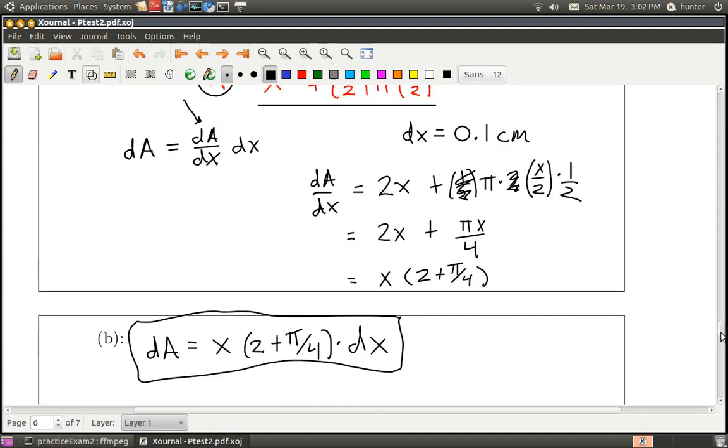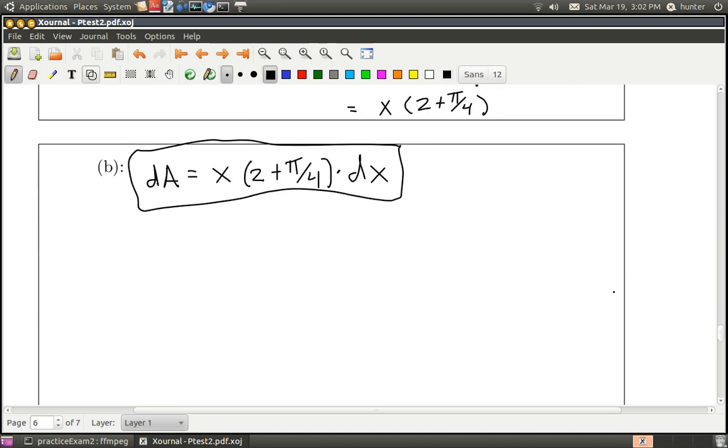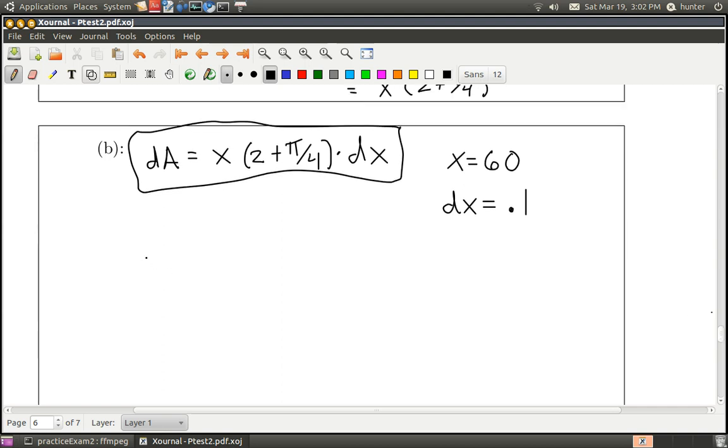Now all we have to do is look at the differential when x is equal to 60, because we're looking at the case where the window has side length 60 centimeters and dx is 0.1. So when the window is 60 centimeters on a side and we wiggle it by 0.1, how does the area change? All we have to do is plug in the values. So dA is equal to 60 times (2 plus pi over 4) times 0.1.